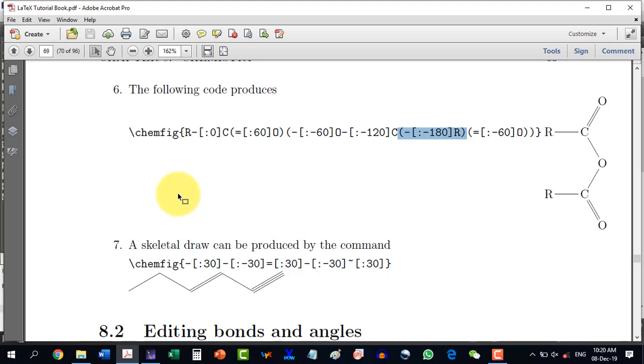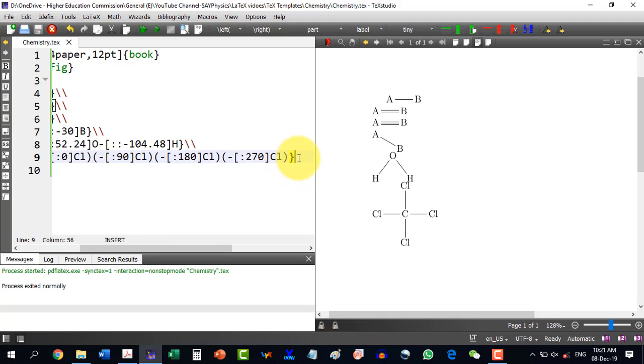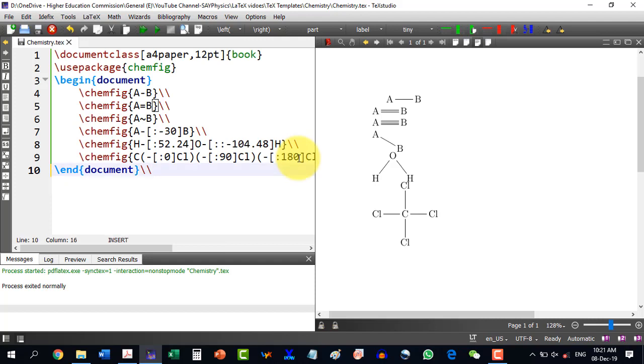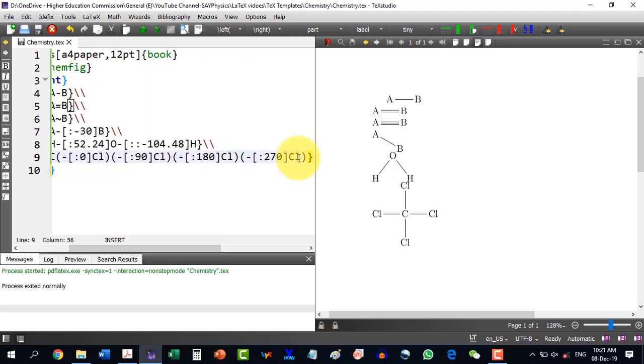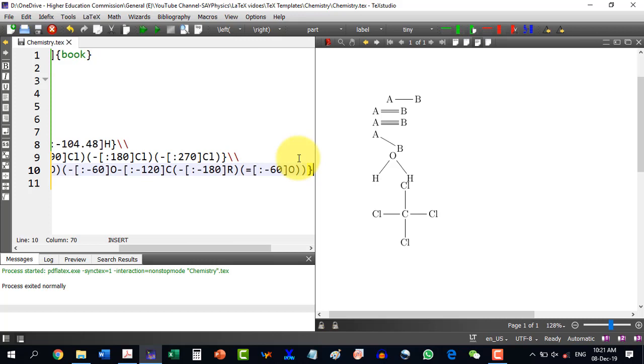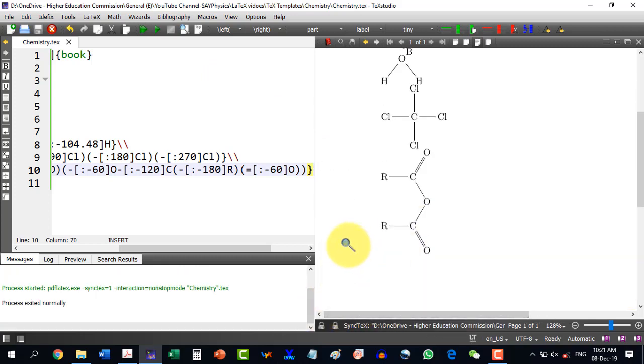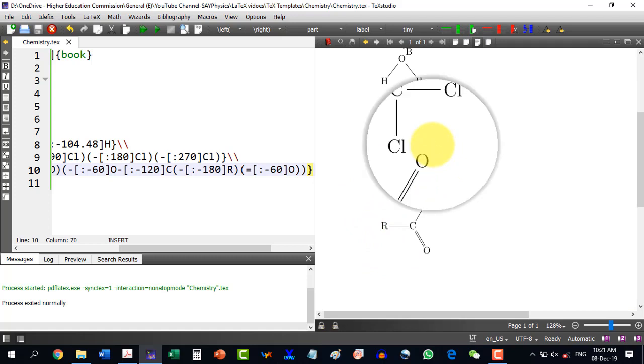So this way I can make such a complex structure as well. Let me execute this command, copy, and I execute this command. And I build it, and you can see now that the structure has been designed.